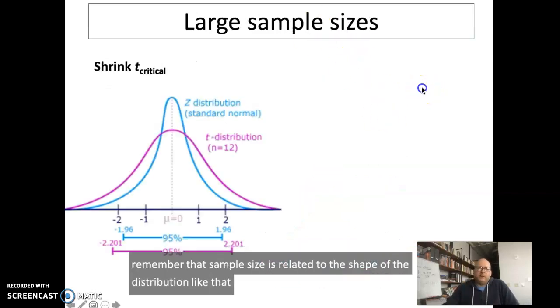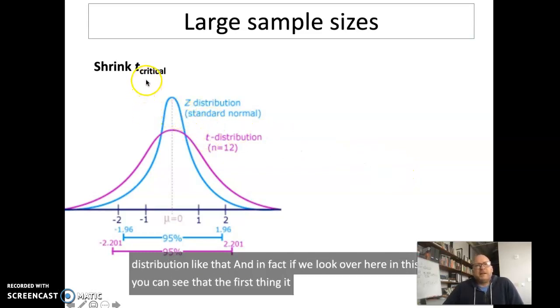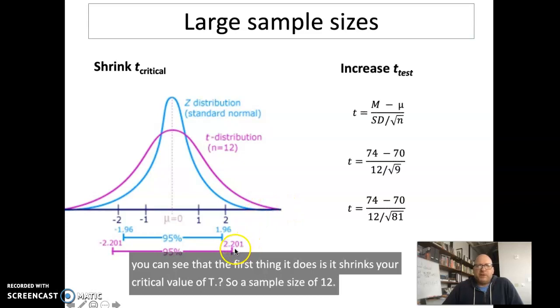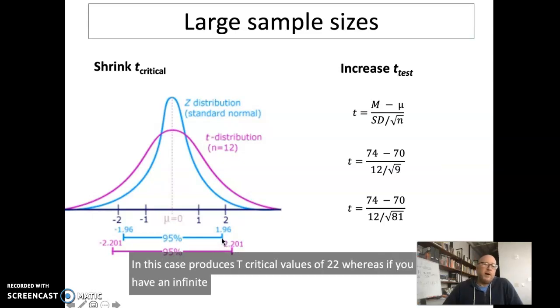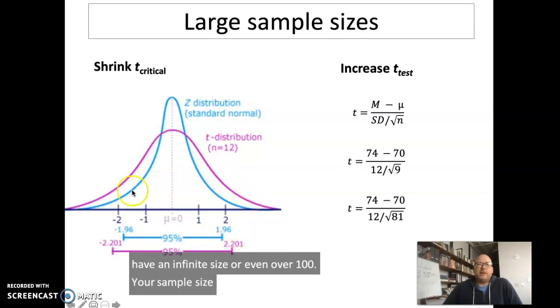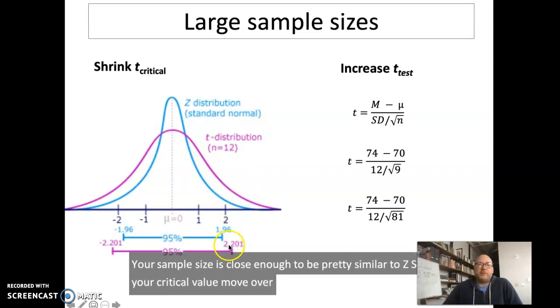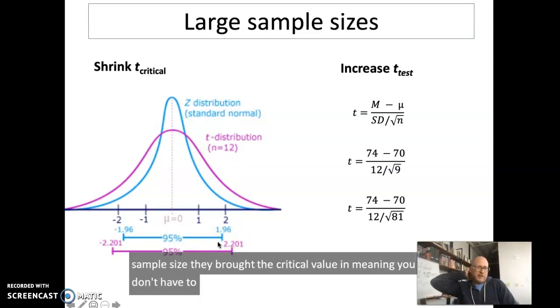And in fact, if we look over here, you can see that the first thing it does is it shrinks your critical value of T. So a sample size of 12 in this case produces T critical values of 2.2, whereas if you have an infinite size or even over 100, your sample size is close enough to be pretty similar to Z, so your critical value would move over here. So by increasing the sample size, you brought the critical value in, meaning you don't have to get as far apart to get significance.